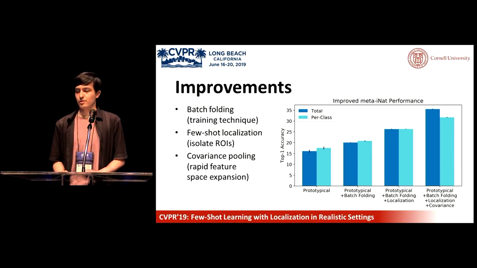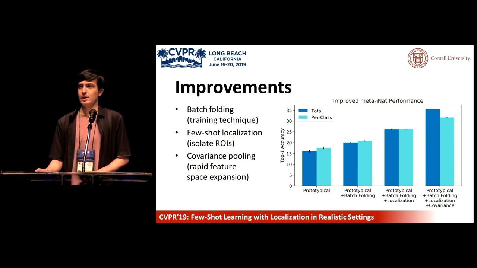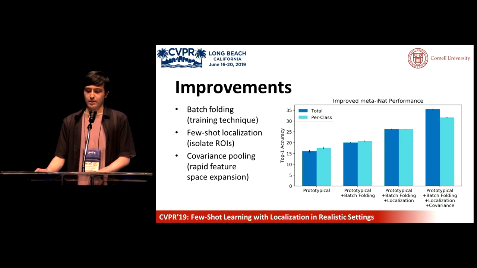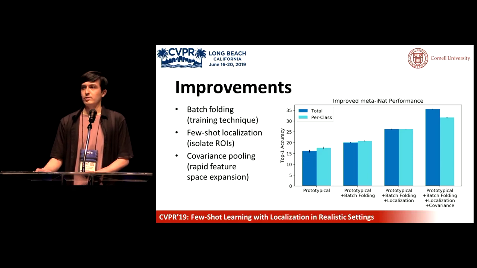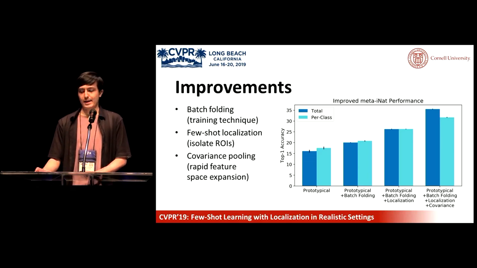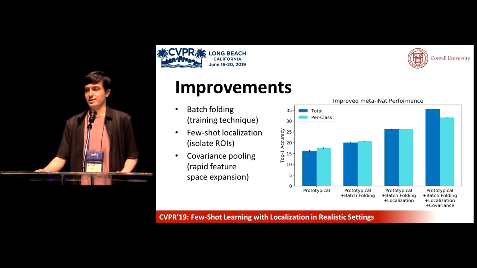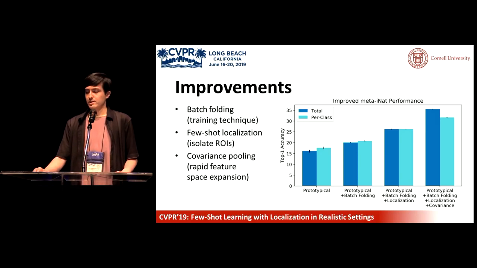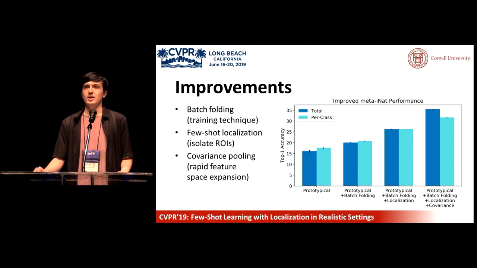Second, we observe that a tiny amount of extra information, like a few bounding boxes, is often relatively easy to acquire. In few-shot localization, we leverage as few as 1 bounding box per category to isolate the region of interest in each image before classifying it. Third, we show benefits from using channel covariance to rapidly expand the feature space without blowing up the parameter count and overfitting to the training data.